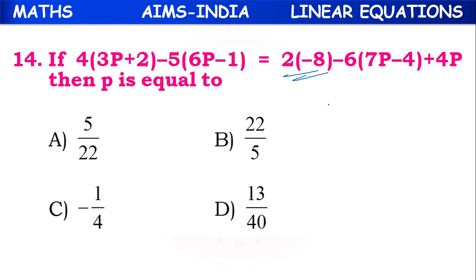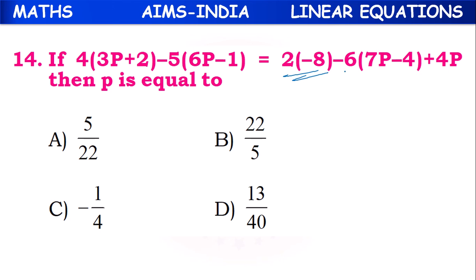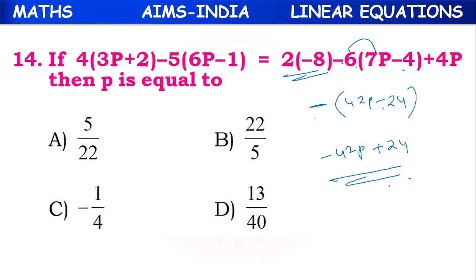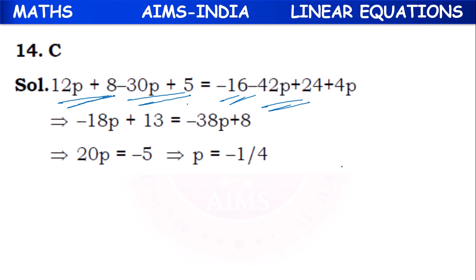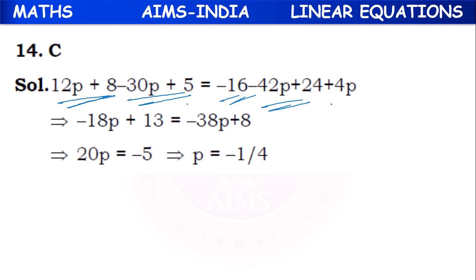Here 2 into minus 8, minus 16. Here 6 into 7, 42p. 6 into minus 4, minus 24, but we have minus outside, so minus 42p plus 24. Symbols will change. Last term we have 4p. Let's take as it is. These are the terms after multiplication.